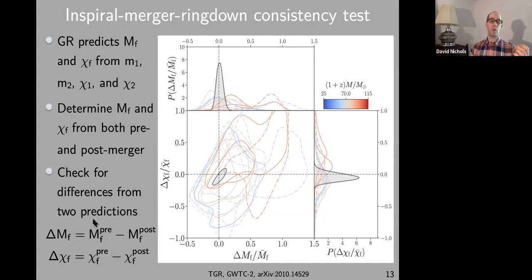So if for some reason during the merger, some additional mass were radiated from the system that's not predicted by general relativity, you would have a value of this delta m which is non-zero. So in this test, the value of delta m and delta chi of 0 is the prediction of general relativity.